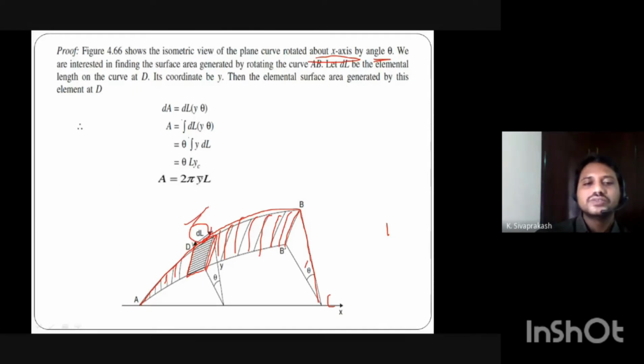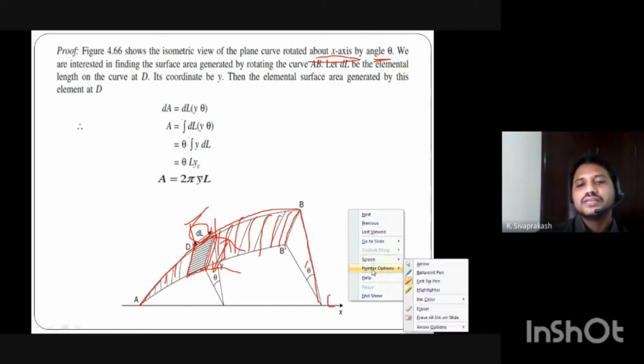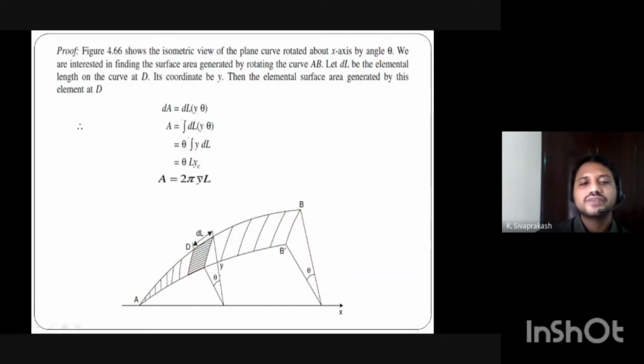Why did we take dl as a differential term? Because the length of the element is too small, so consider it as a differential term dl. And what about the width of the element? See this distance. The width of the element you can find because here y represents the centroid distance from the x-axis up to the element. Y means the centroid distance of the small element curve from the x-axis.